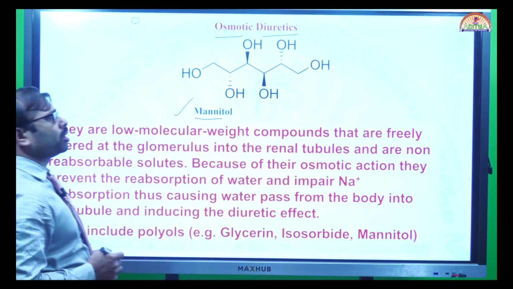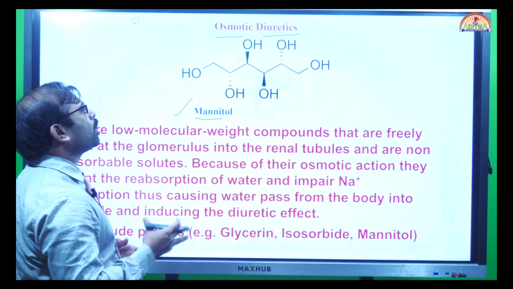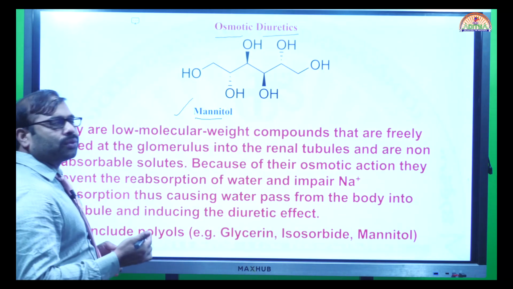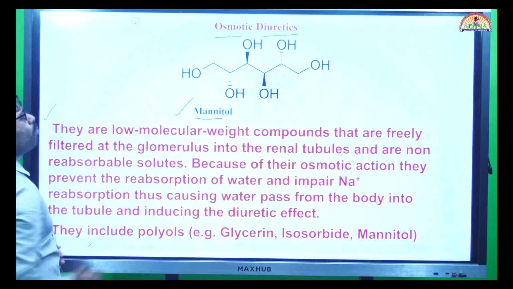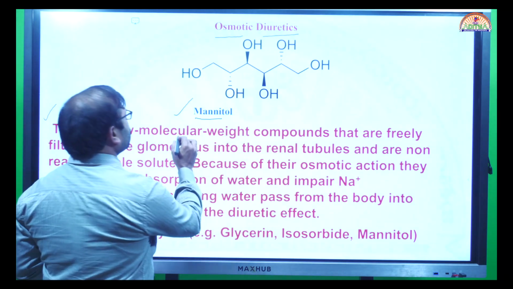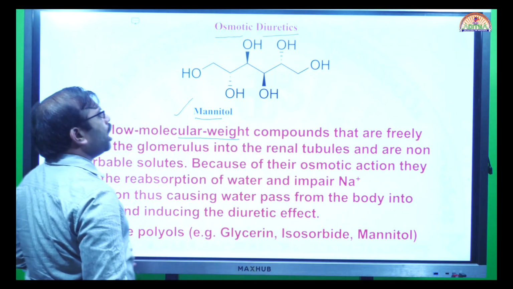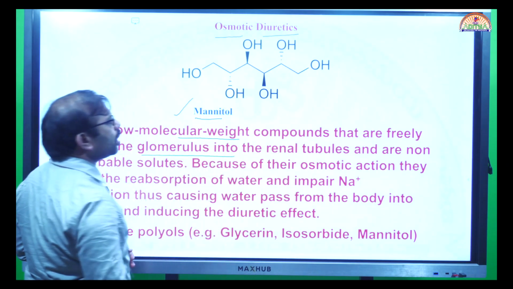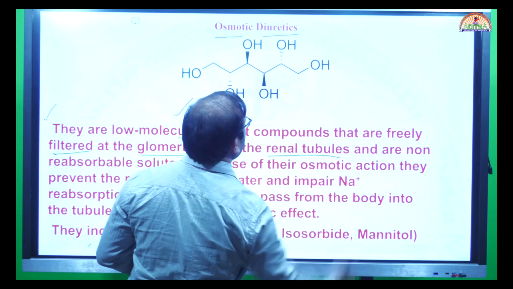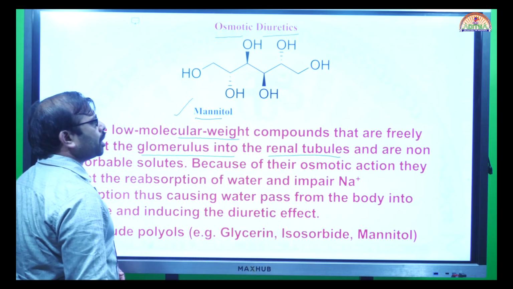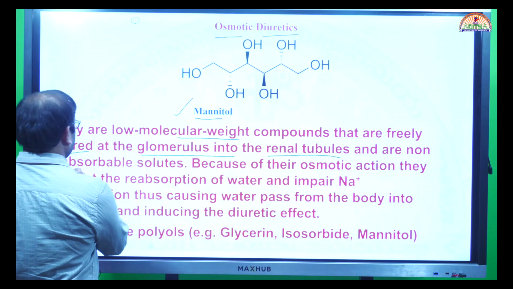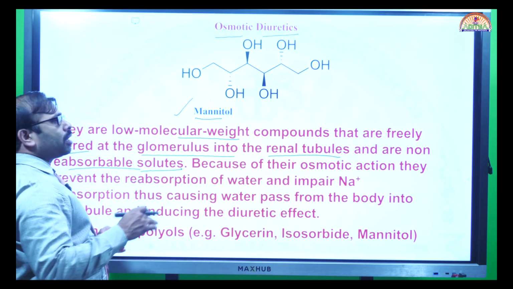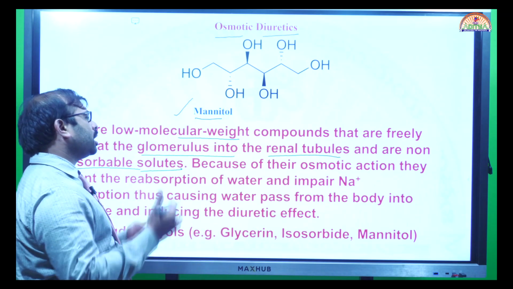These osmotic diuretics show their mechanism of action by the simple phenomenon of osmosis, right? So when it comes to the specific mechanism of action, they are low molecular weight components that are freely filtered at the glomerulus into the renal tubule. They can easily filter into the renal tubule. They are non-reabsorbable solutes. Okay, they are non-ionizable and non-reabsorbable solutes.